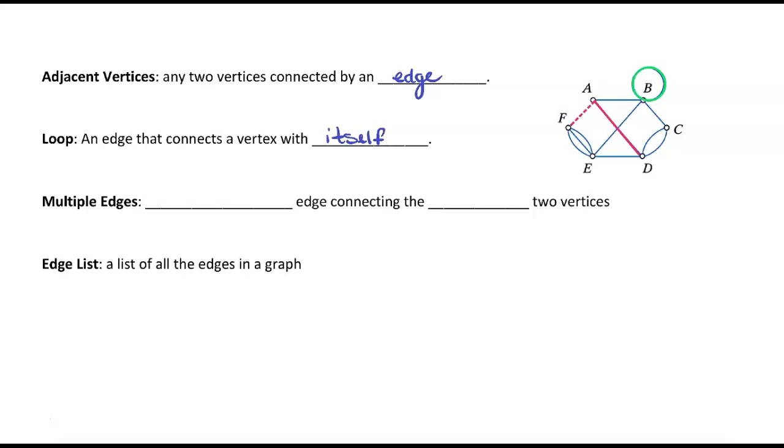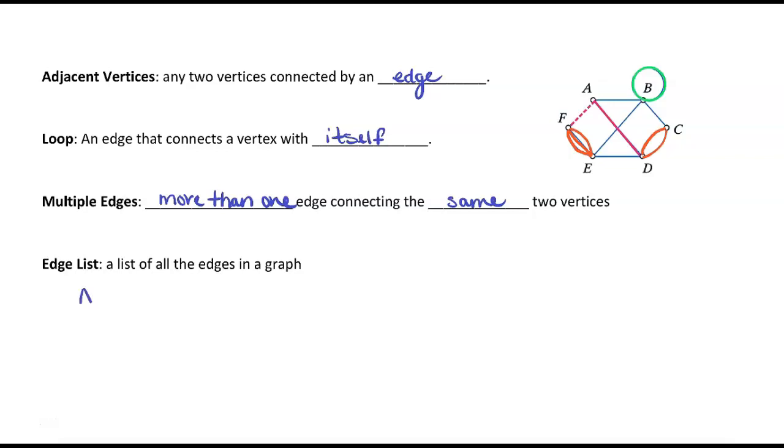The idea of multiple edges occurs when we have more than one edge connecting the same two vertices. In this graph, we have two sets of multiple edges. We have multiple edges connecting vertices C and D, and we have multiple edges connecting E and F. An edge list is a list of all the edges in a graph. For this graph, we have quite a few edges, and our edge list would look something like this.